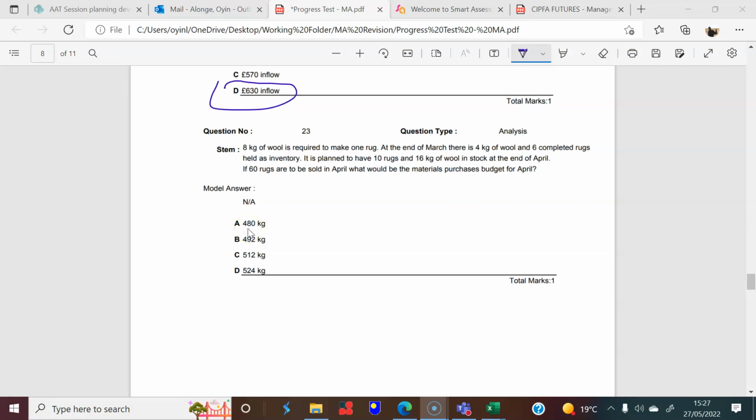It's a very interesting question. You just take it step by step. It says that you need 8 kilograms of wool to make a rug, and at the end of March you have an opening situation where you have 4 kilograms of wool available and you have six completed rugs. They're saying you want to have 10 rugs at the end of the period, and you also want to have 16 kilograms of wool. And it says that you want to sell 60 rugs.